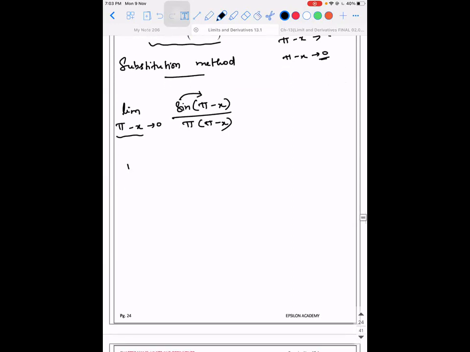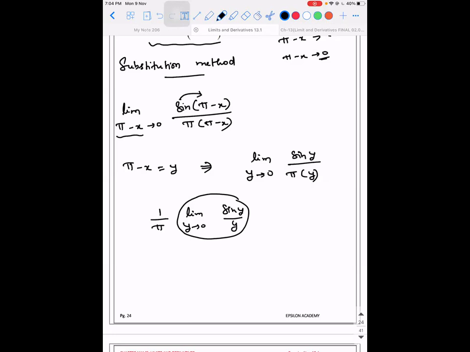Okay. Now I'm going to say pi minus x is equal to y, which implies limit y tends to 0, sine y divided by pi into y. So out of all these terms, what can come out of the limit? It is 1 by pi that can come out. 1 by pi into limit y tends to 0, sine y by y. So what is the answer for this? 1, sir. So the answer will be 1 divided by pi.